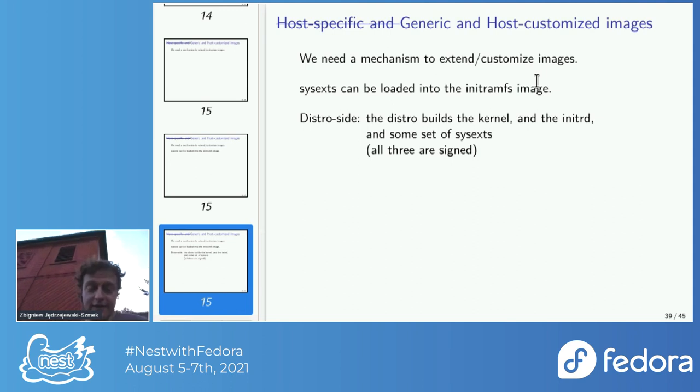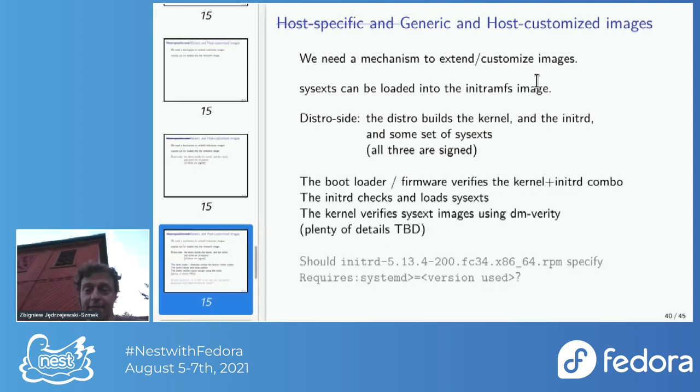And then at runtime, the bootloader or the firmware loads the kernel and the Initrd and verifies the signature on them, and the kernel starts the contents of the Initrd. Then in the Initrd we get some list of extensions. We verify signatures of them and mount them. To make this quick, the extensions would provide integrity verification with dm-verity.